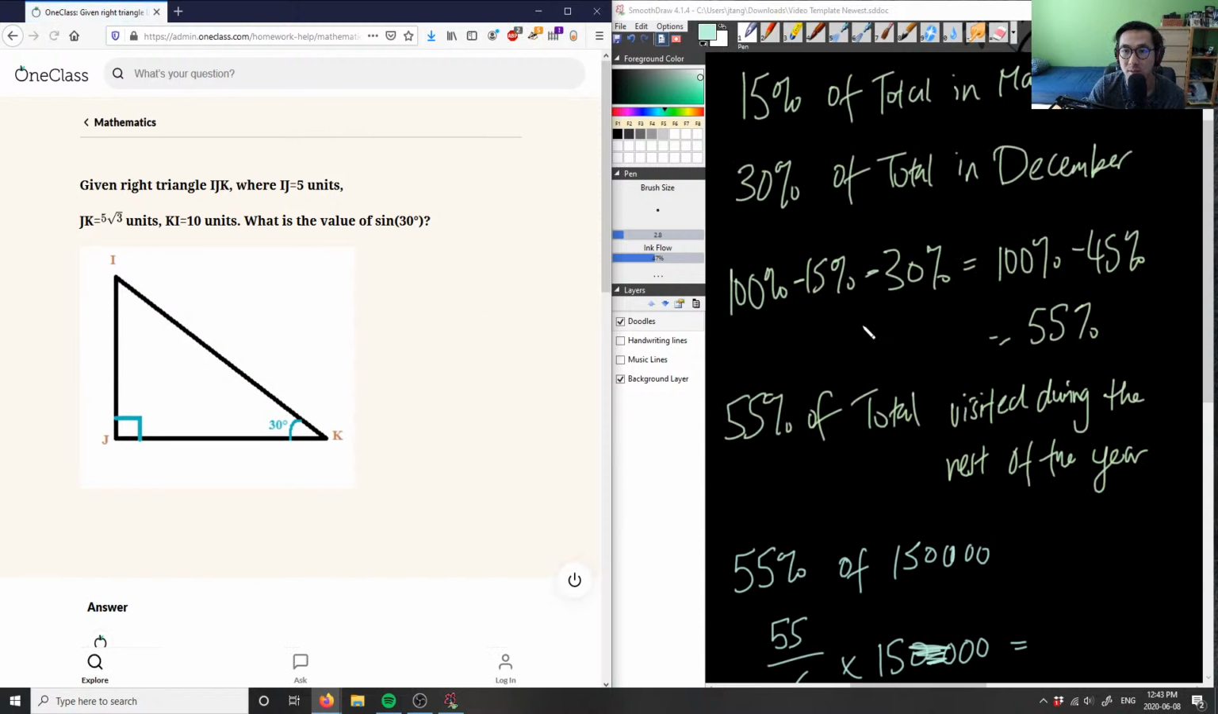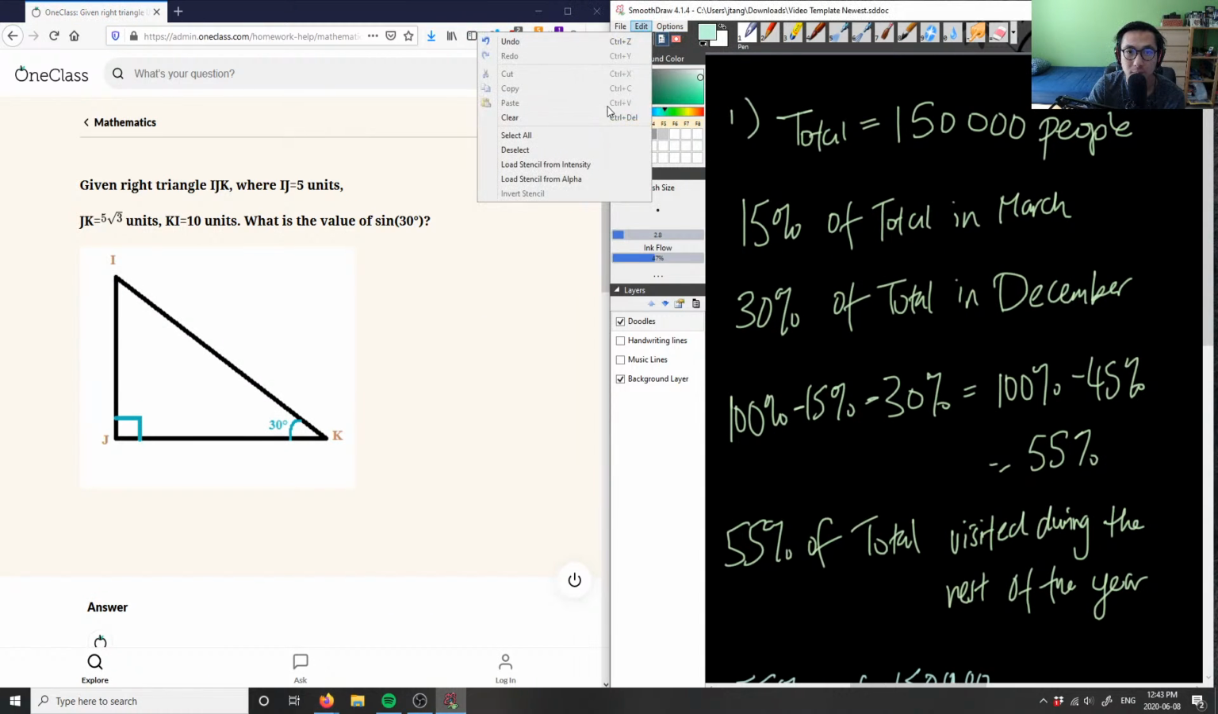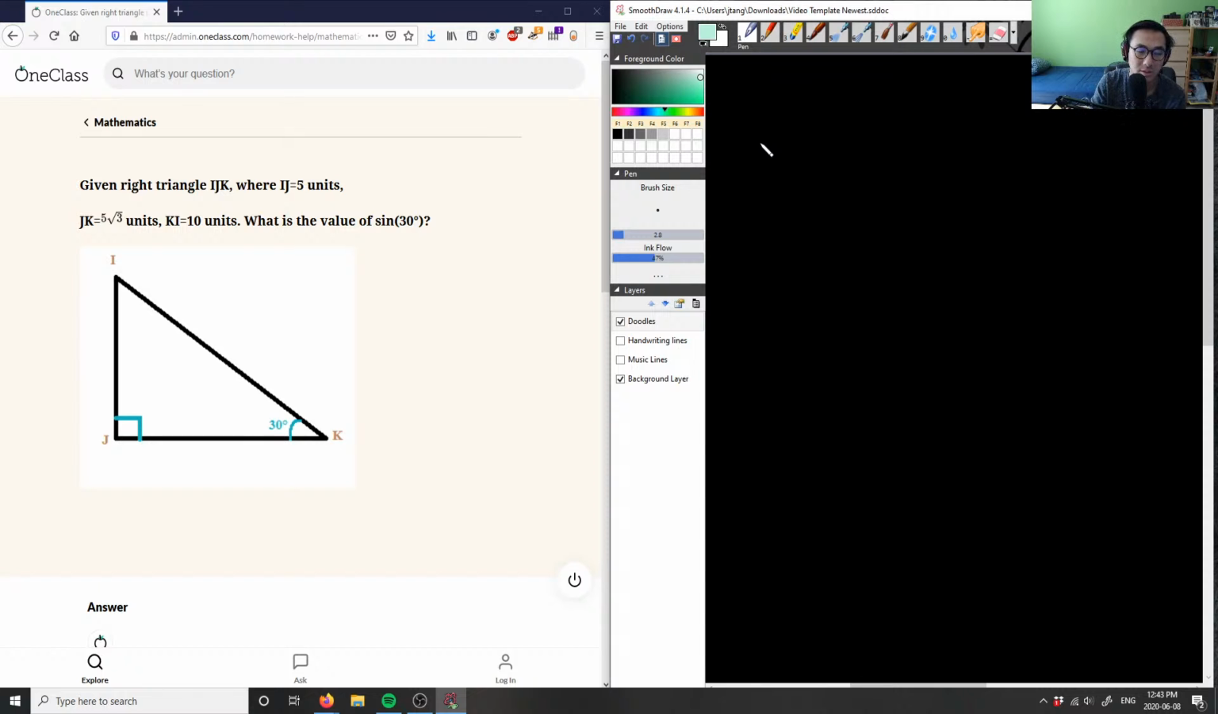And then finally, let's do this last problem here. This is a geometry problem, number 2. We're given this triangle, IJK. I'm going to redraw this triangle here: I, J, and K. JK here is 5 root 3 units, and IK here is 10 units.